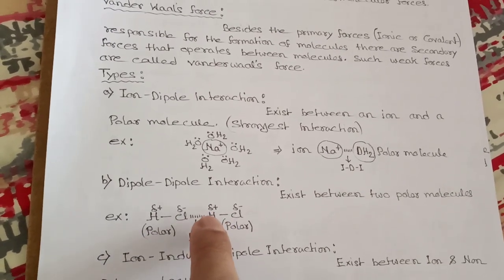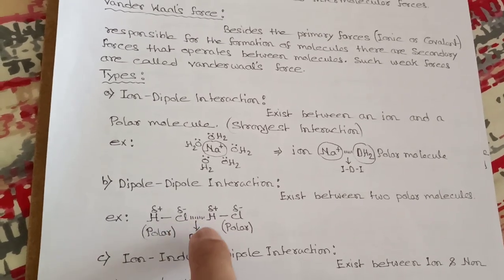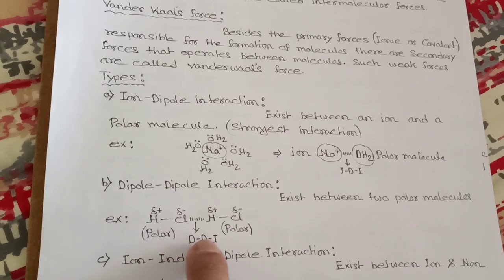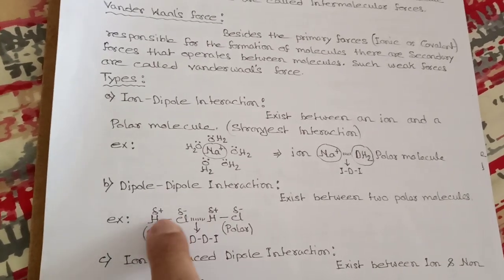Now the interaction between this H and this Cl atom will be called dipole-dipole interaction, and this interaction will exist between a polar molecule and another polar molecule.